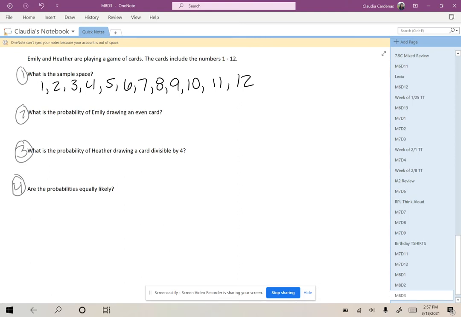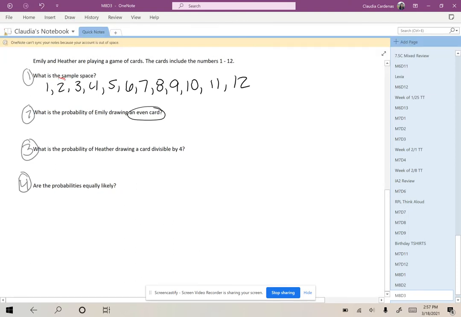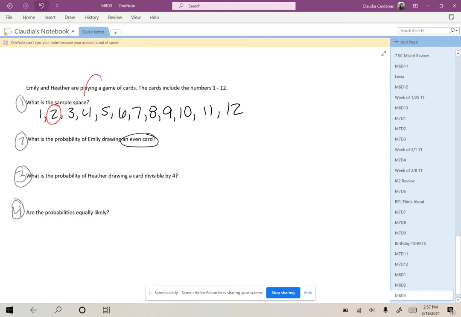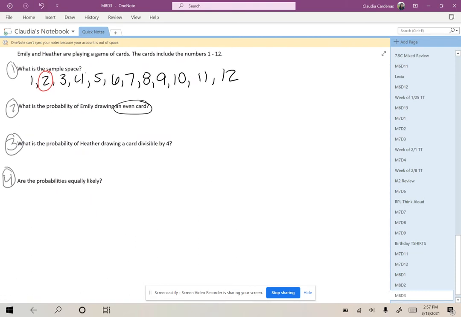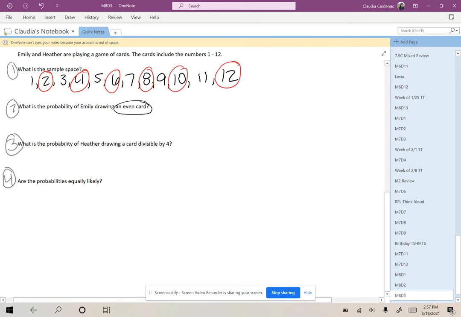Now the second question says, what is the probability of Emily drawing an even card? Well, first of all, what are even numbers? I know that they are like 2, 4, 6, 8. We could also say they are numbers that are divisible by 2. So any number that I can cut in half is an even number. So, for example, 2, 4, 6, 8, 10, 12. So I want to know the probability of picking an even card compared to the total number of cards.